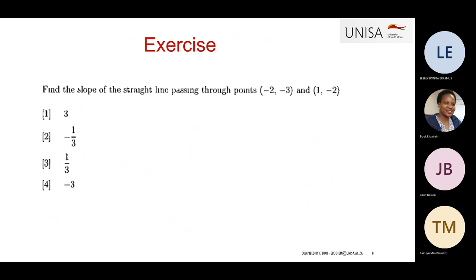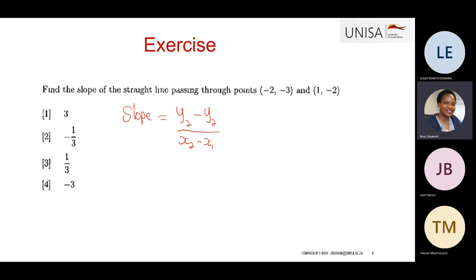This is your exercise. Find the slope of this straight line passing through these two points. And your formula is here. The slope is equal to, remember, the formula has a minus. So you must also take into consideration the negative that is on the data point. So you need to first identify what you are given. What is your x1 and y1?